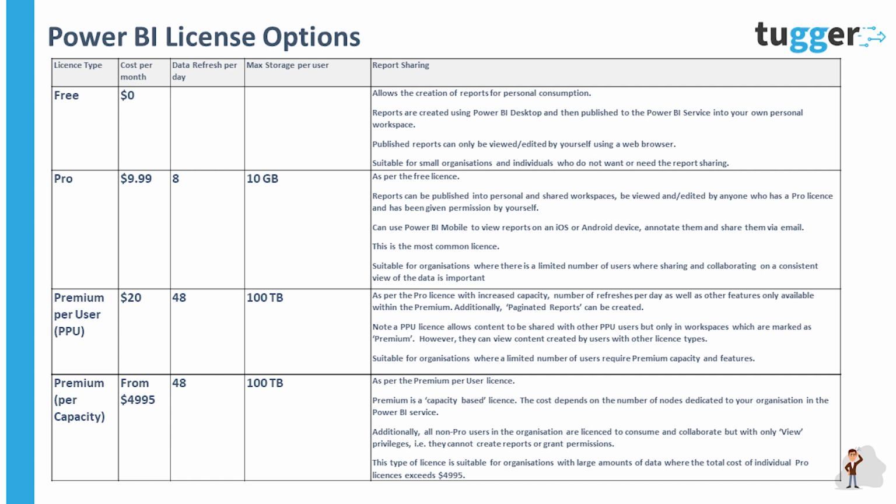All non-Pro users only have view privileges. They cannot create reports or grant permissions. This type of license is suitable for organisations with large amounts of data where the total cost of individual Pro licenses exceeds $4,995.